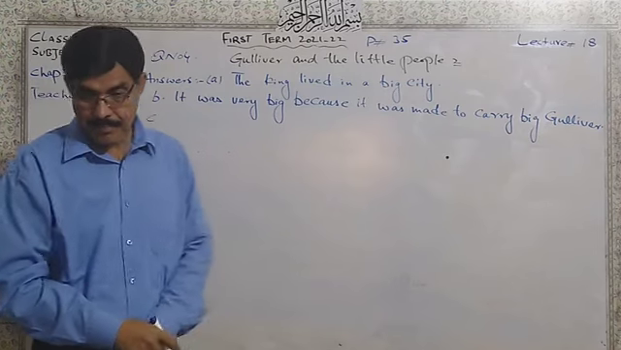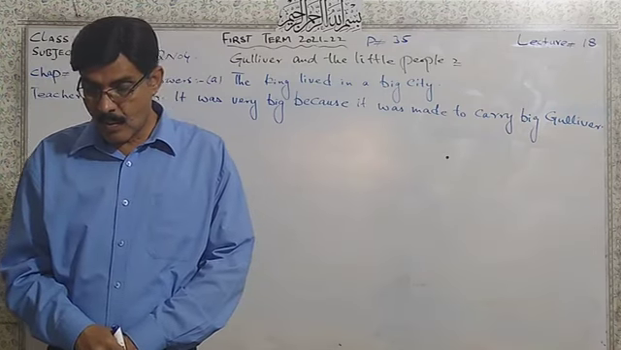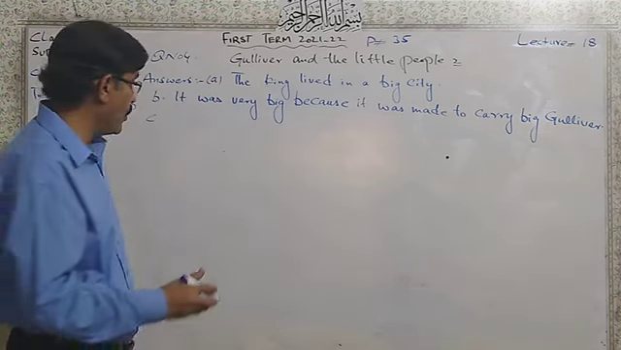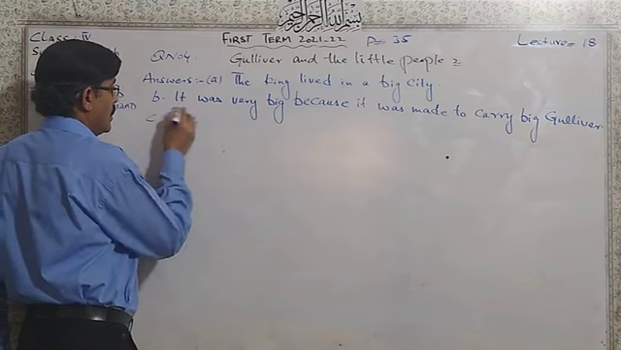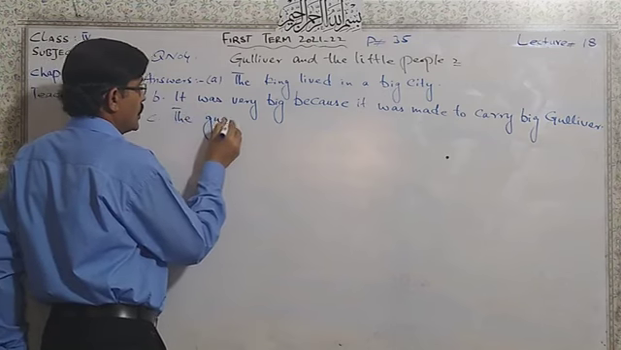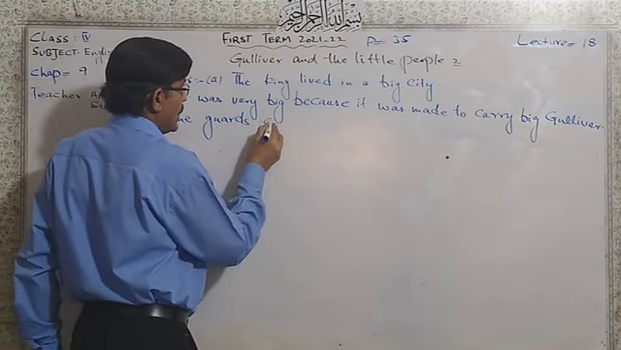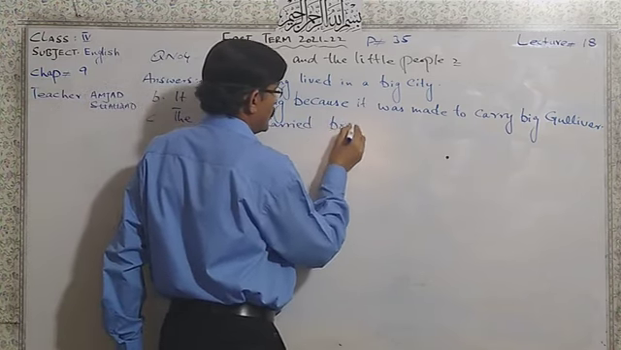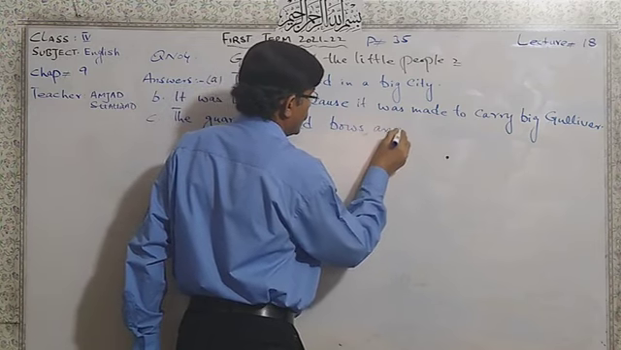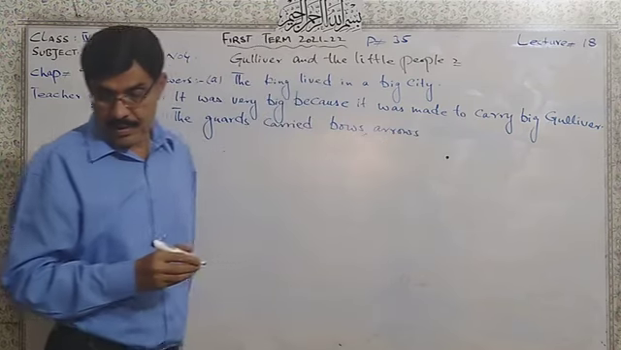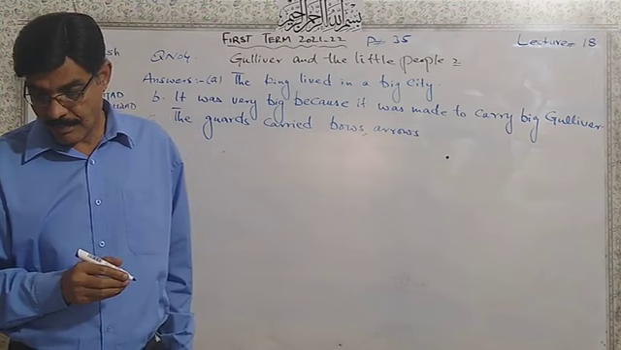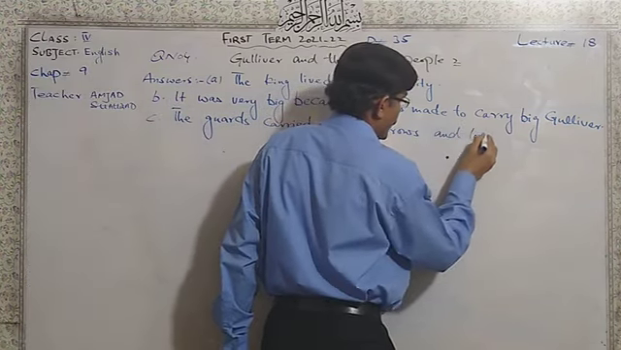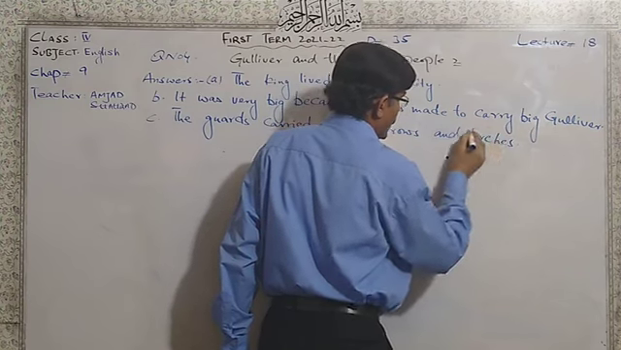C, section C. Who carried the bows and arrows and torches? The guards carried bows. The guards, Hafiz. Guards carried bows, arrows, and torches.